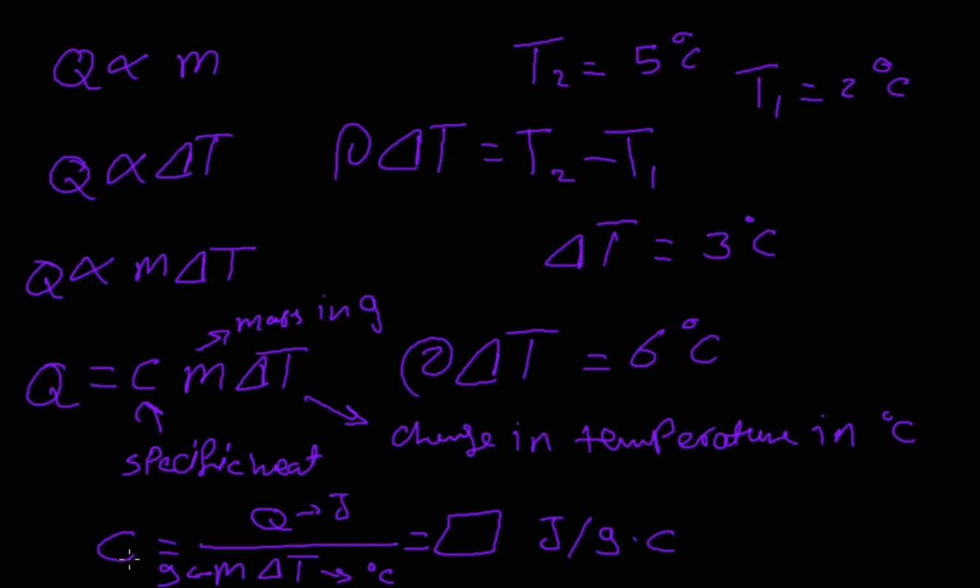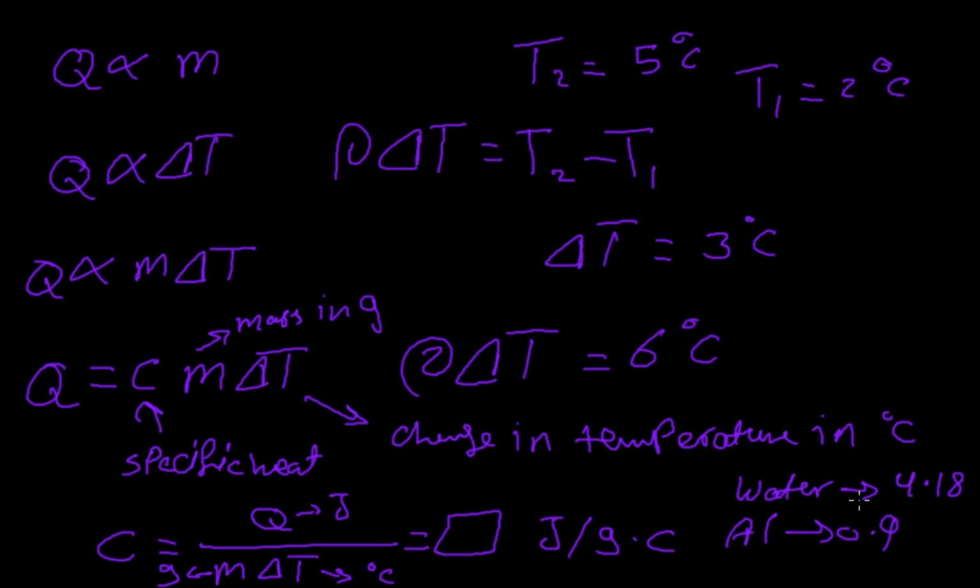C, which is the specific heat, is very characteristic for the substance. So it changes from one substance to another. For example, the specific heat for water is 4.18, and this is actually 1 calorie, in comparison to aluminum, for example. So water specific heat is 4.18, and the specific heat for aluminum is 0.9.